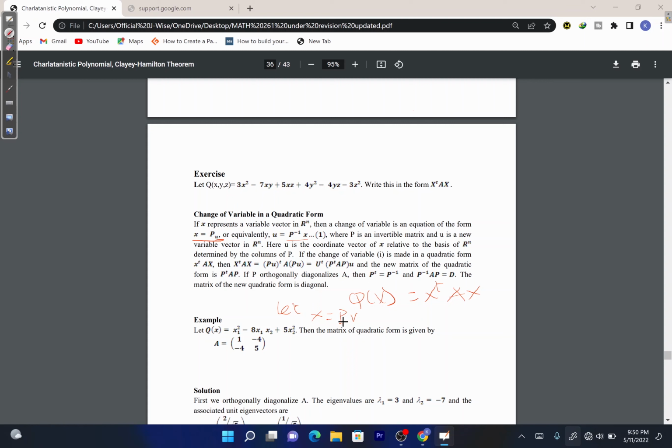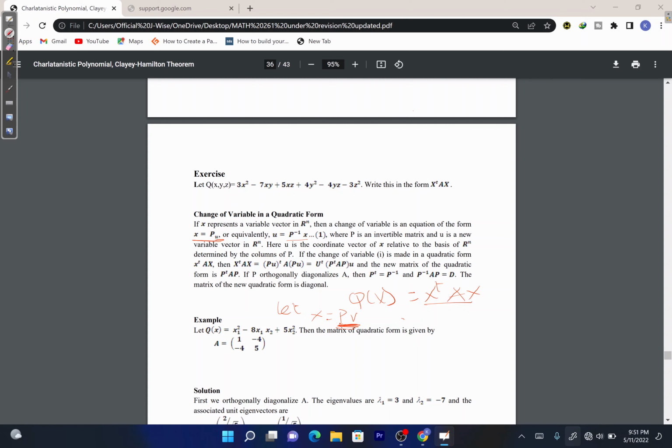such that P is an invertible matrix and u is a new variable vector. The columns of P are the normalized eigenvectors of the symmetric matrix A. So we substitute x equals Pu into this.